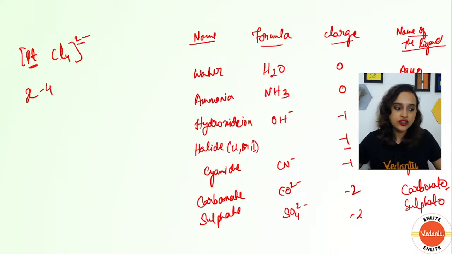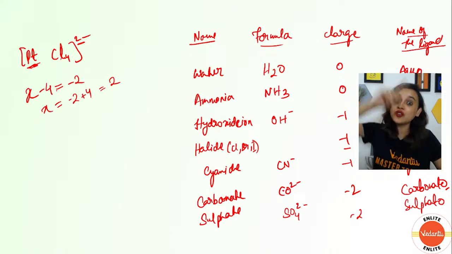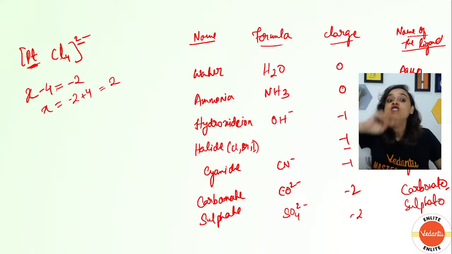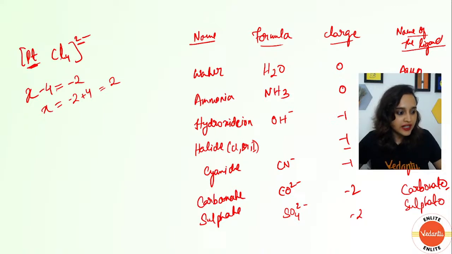And then there is also this charge, so I write -2 here. Now what will I get? X is equal to -2 + 4, so that means it is equal to 2. This is my oxidation state. Now do you understand why you need the oxidation state? Because while doing the nomenclature, you will have to write down the oxidation state in Roman numerals. The other reasons we will understand in the case of valence bond theory.